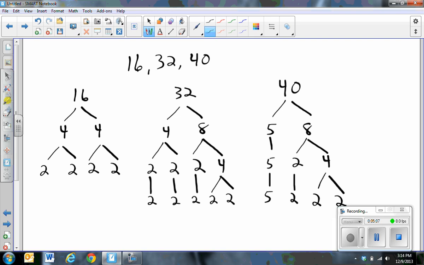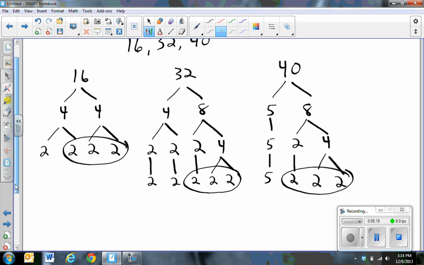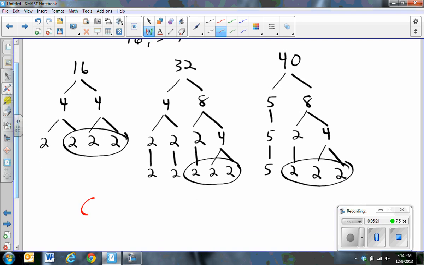Wow, well look at this. There's 3 2's here, 3 2's here, and 3 2's here. So the GCF, what would the GCF be? Can you do 2 times 2 times 2 in your head? GCF would be 2 to the 3rd or 8.